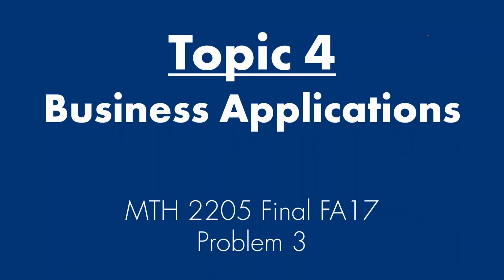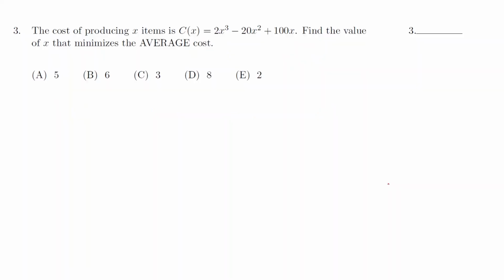Next problem is the business applications problem. For the business applications problem, we're going to take problem 3 from final FA17. So let's jump onto it right away. Here we have to find the average cost for the function C of x is equal to 2x cubed minus 20x squared plus 100x. And we have to find the value x that minimizes the average cost.